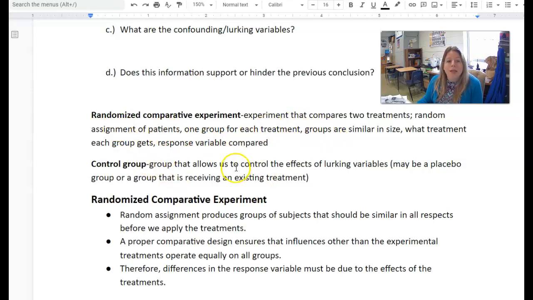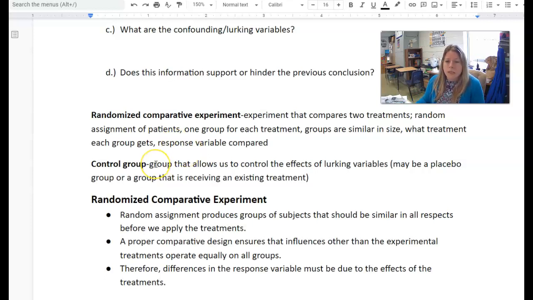Randomized comparative experiment. So let's say if we were doing our caffeine experiment, I would have randomly assigned you to determine what two groups. One group would have gotten caffeine and one group wouldn't have. So one group for each treatment. Caffeine, non-caffeine, but both have a drink. The groups would be equal in size, randomly split. You have to list what treatment they got, what group got caffeine, what group didn't. And then the response variable would have been heart rate, or whatever you're measuring after.